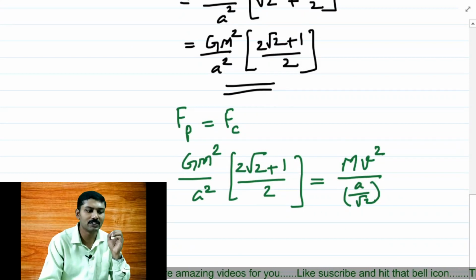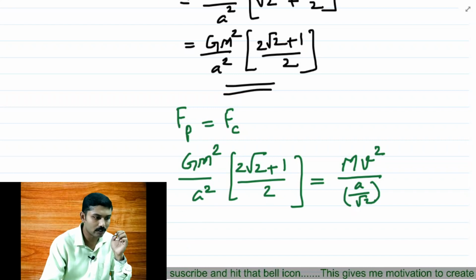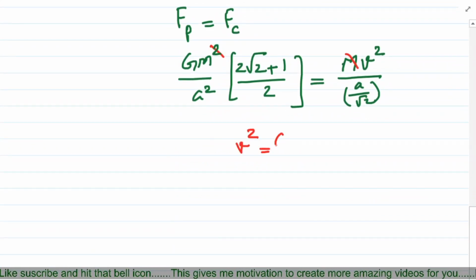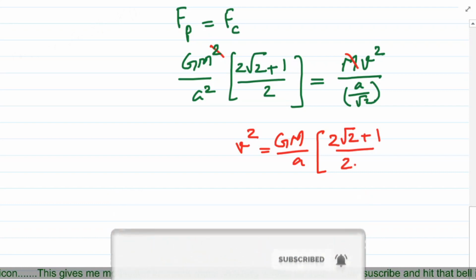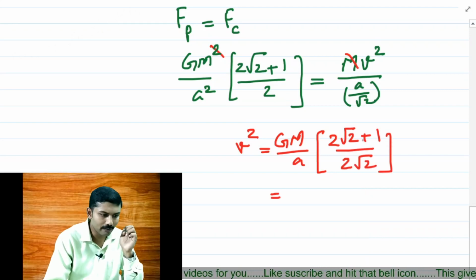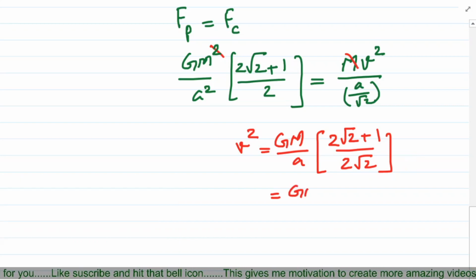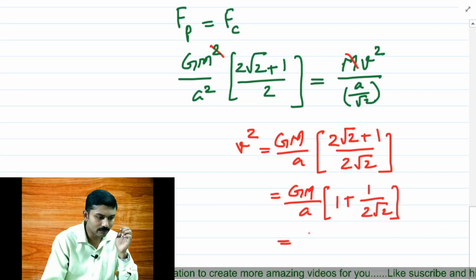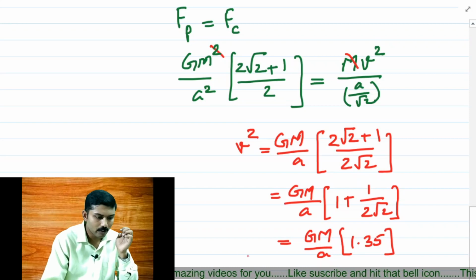Now here what we just have to do is manipulate these equations, cancelling the same terms. Gm², m and m could cancel out here. One of the m could cancel out, giving you v² equal to Gm divided by a times (2 root 2 plus 1) divided by 2 root 2, equal to, we can separate out the values, you will get 1 plus 1 divided by 2 root 2. 1 by root 2 is 0.707. So Gm divided by a times (1 plus 1 divided by 2 root 2), and you will get this value equal to Gm divided by a times 1.35. Okay, now this is v².